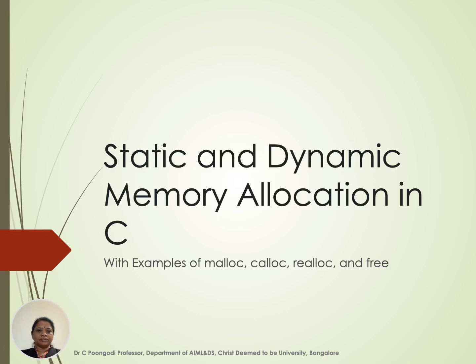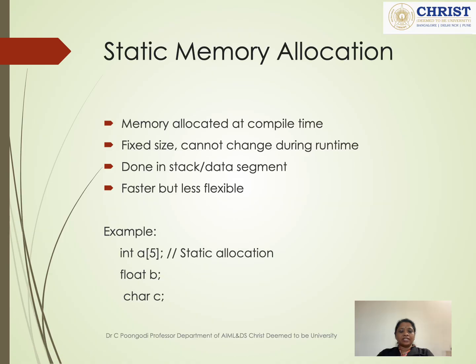Dear students, today we are going to discuss static and dynamic memory allocation in C. Let's start with static memory allocation. Static memory allocation is where the memory is allocated for variables at compile time.